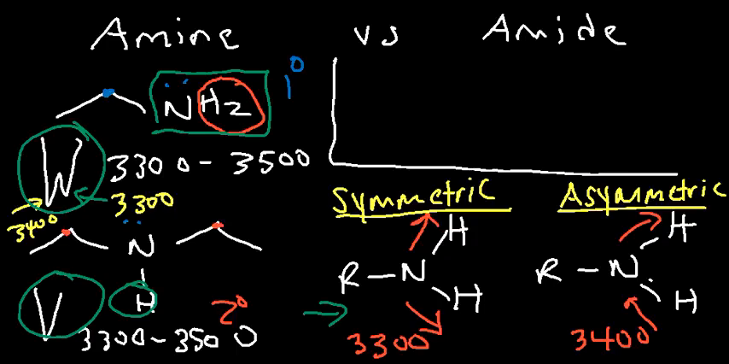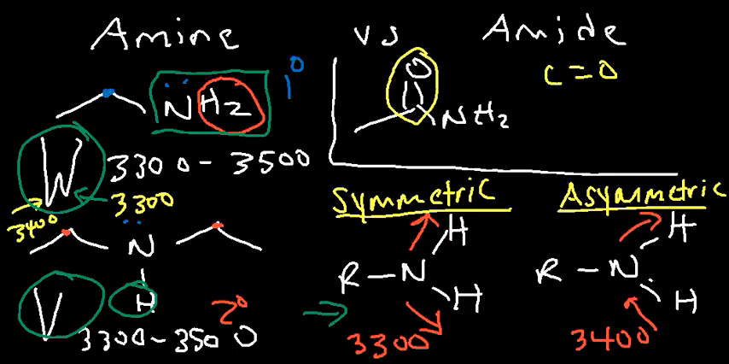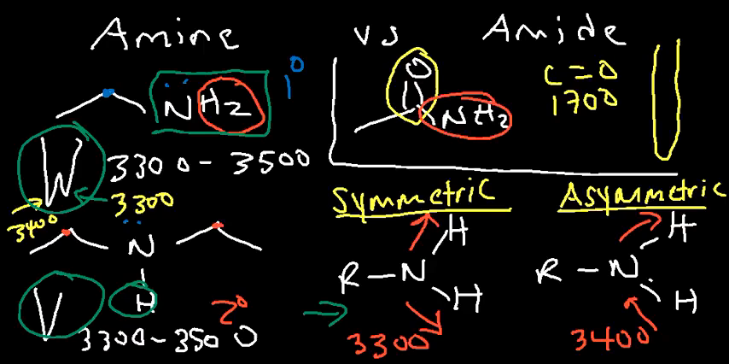Now going back to the amide, which looks like this, the amide differs from the amine because it has a carbonyl group. And that carbonyl group will show a strong broad signal at 1700. However, we also have this NH2 signal, just like this one, so we should see a double peak around 3300 to 3500.